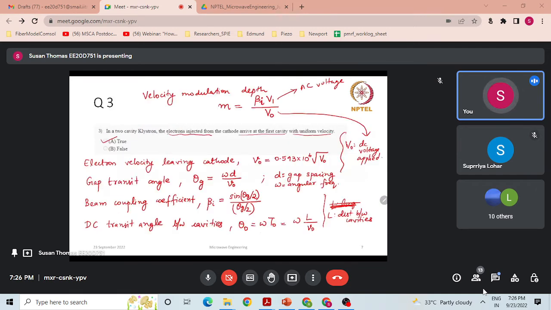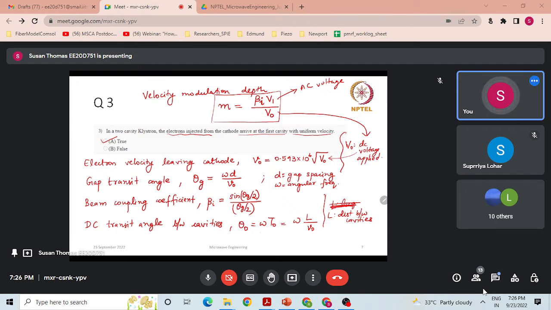As we have seen the formula before, velocity modulation depth is given by m is equal to beta I into V1 by V naught. Now we need to calculate what is beta I. How do we calculate that? Beta I is equal to sine of theta g by 2 divided by theta g by 2, where theta g is the gap transit angle, which can be calculated by omega d by V naught. For that we need to know the electron velocity. By substituting the DC voltage in this equation, you can calculate the electron velocity.